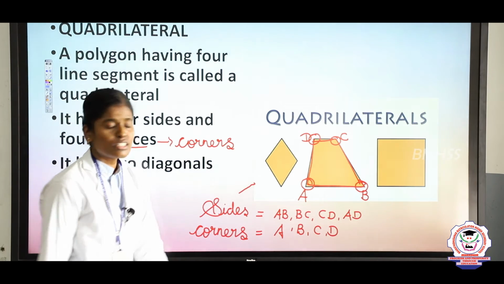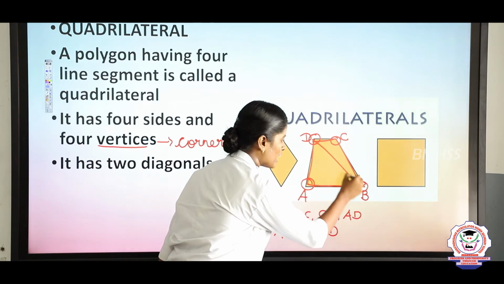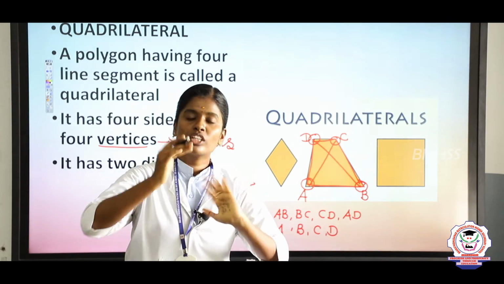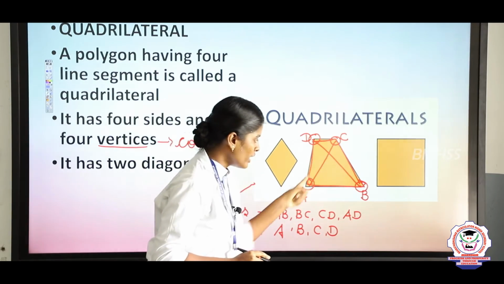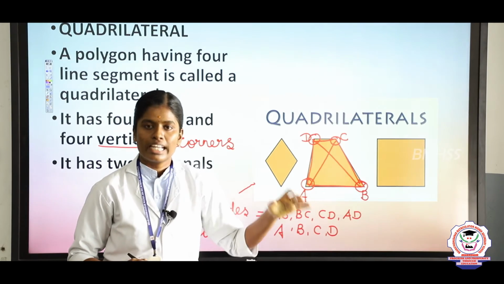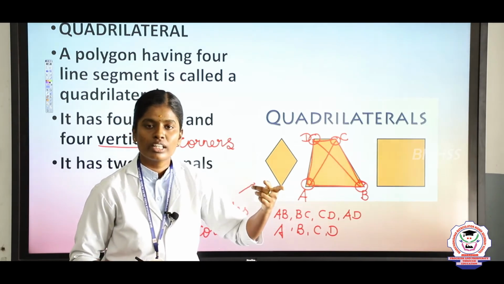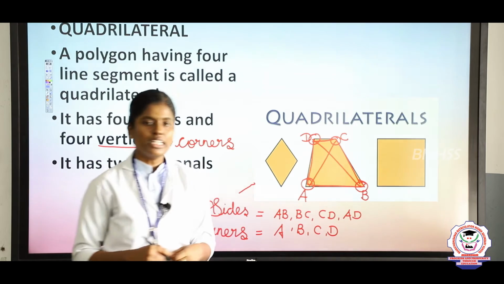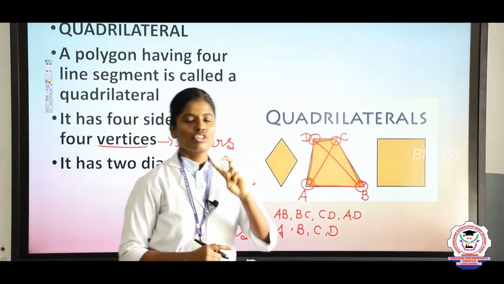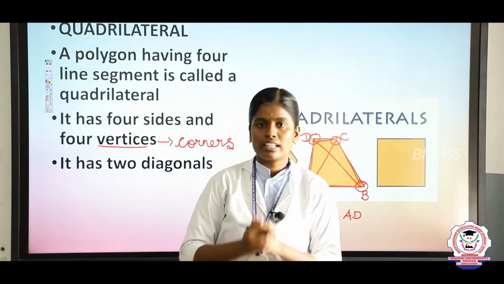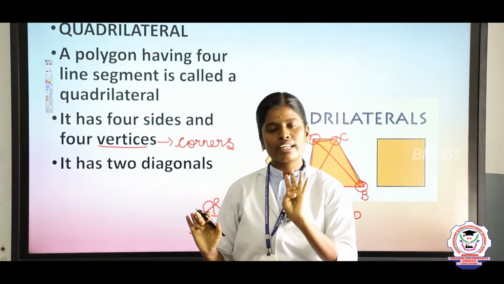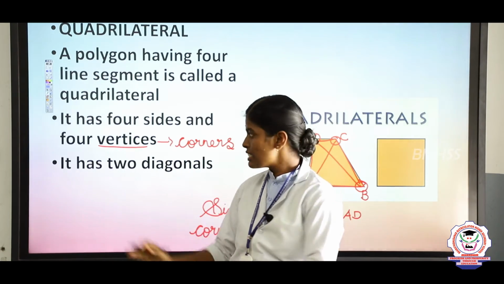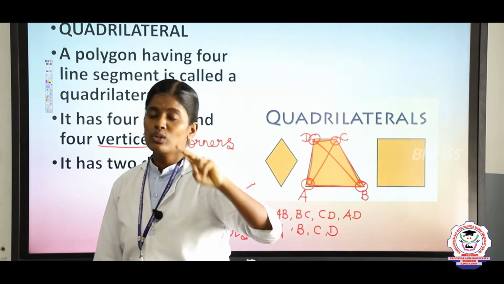Okay, the next point is it has 2 diagonals. What do diagonals mean? A diagonal is the straight line joining the opposite corners. Here we have 2 diagonals, that is AC and BD. So the second property: a quadrilateral is a polygon having 4 line segments. It has 4 sides, 4 vertices, and finally 2 diagonals.